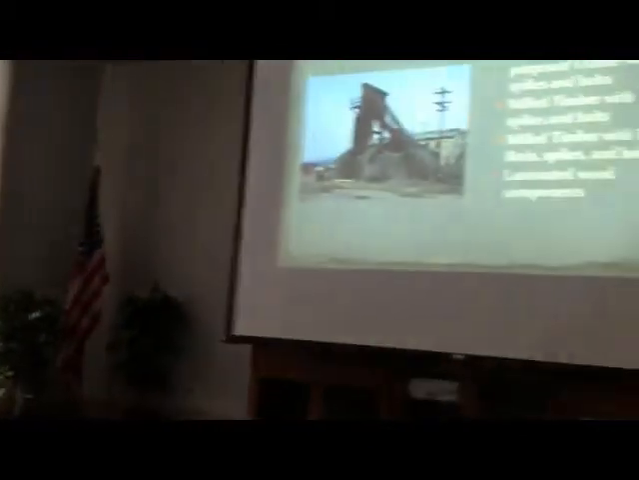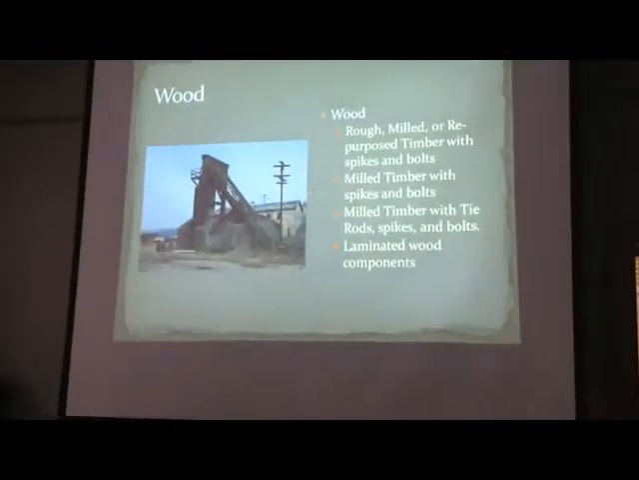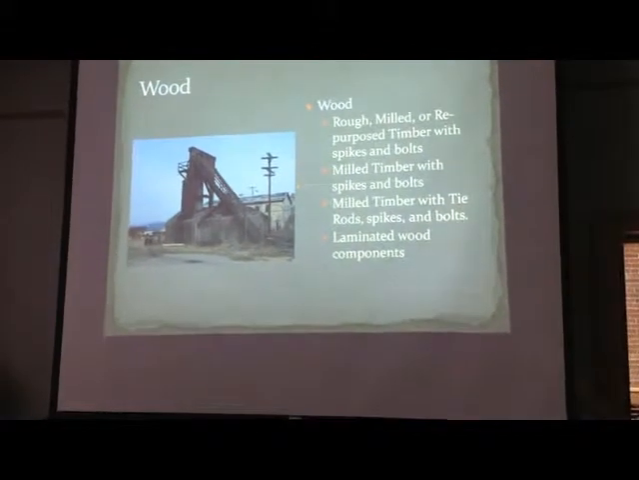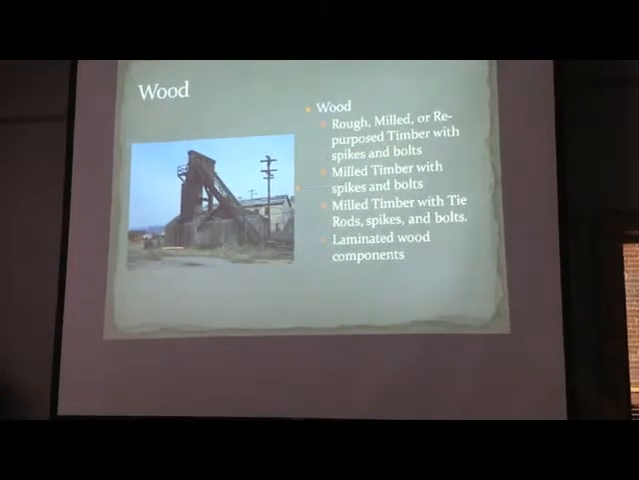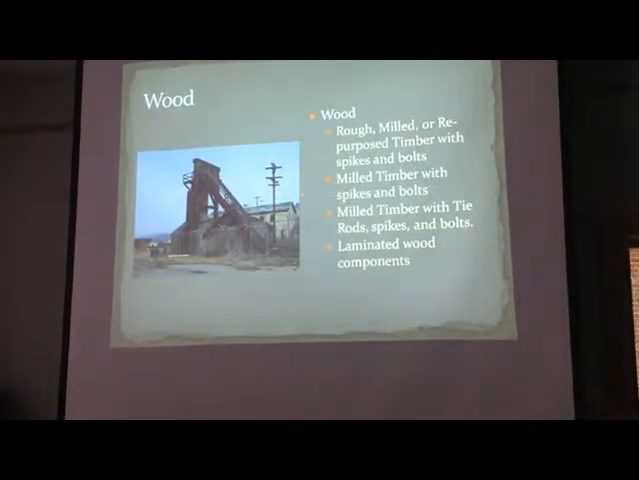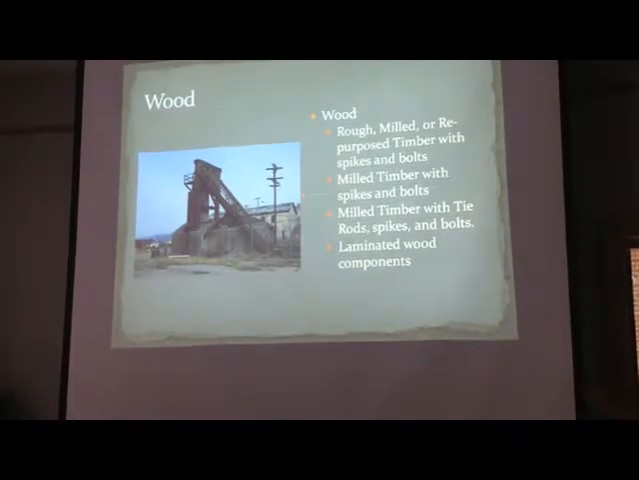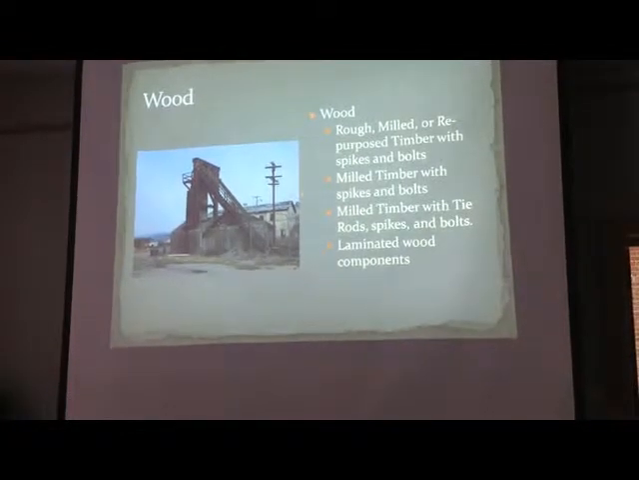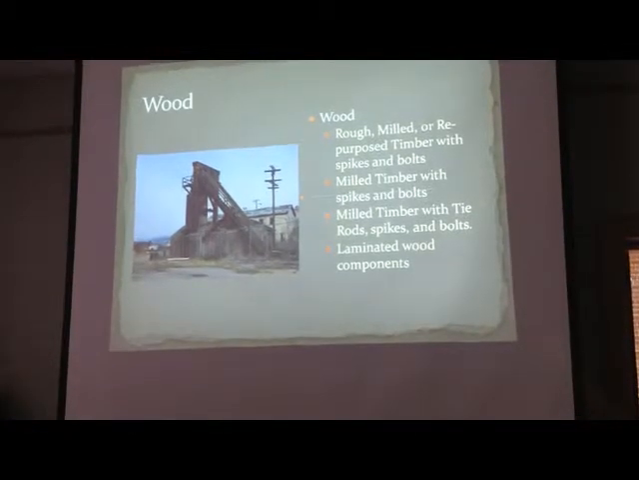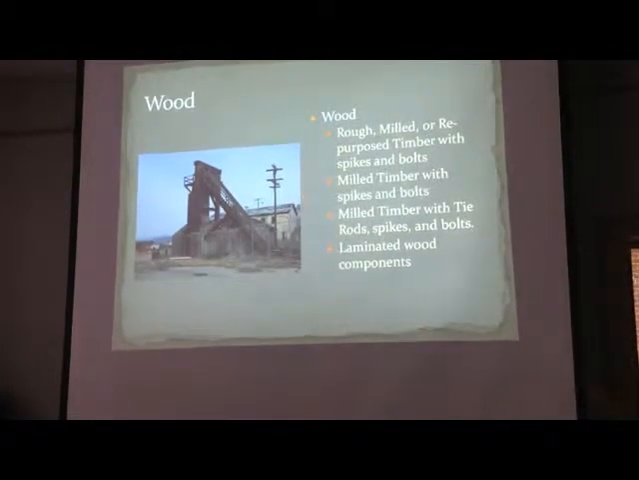All right, so two major types. Now I'm not going to talk about concrete head frames because most of them are not more than 50 years old. So we're going to the 50-year-old rule for historic significance. Wood head frames: rough, milled or repurposed timber with spikes, bolts. There's another variant with milled timber, spikes, and bolts. A third variant has those milled timbers with tie rod, spikes and bolts. We'll see some of these.